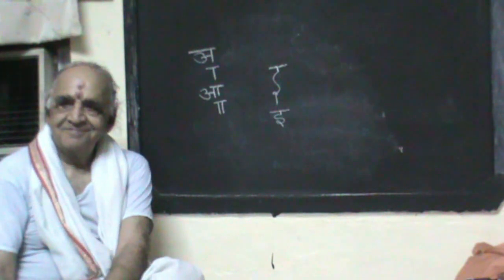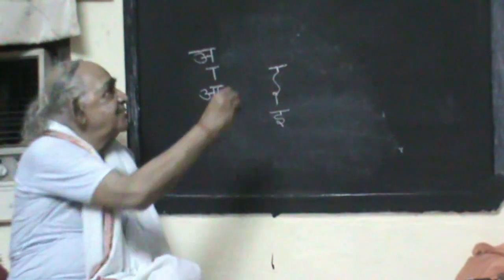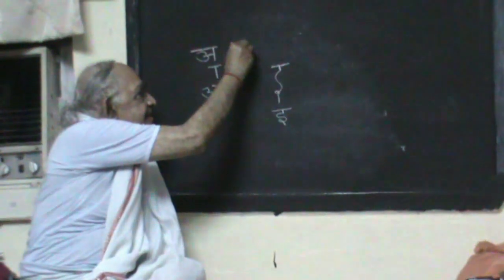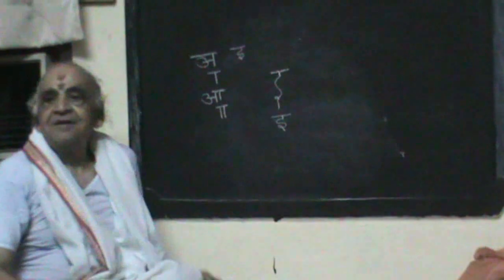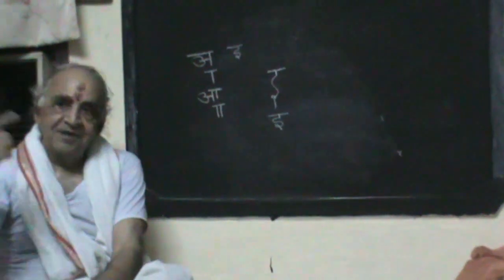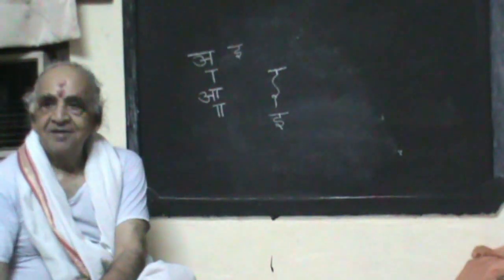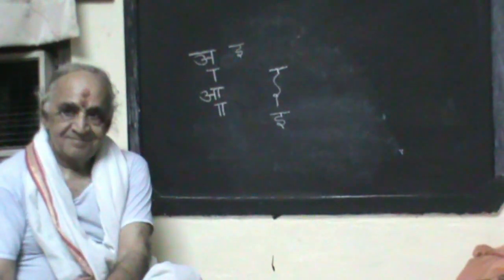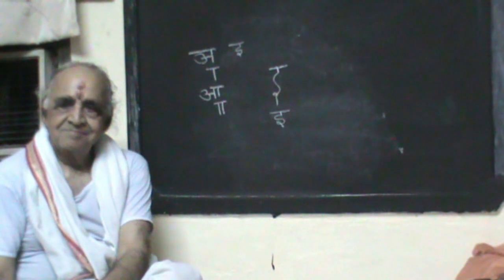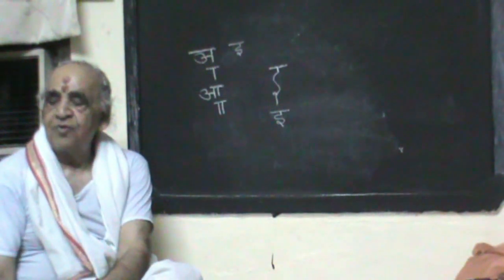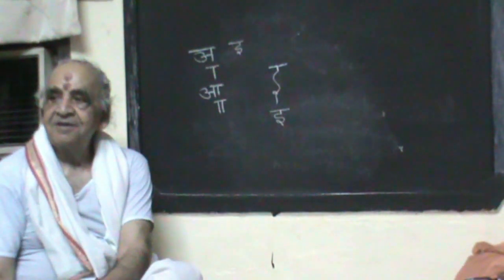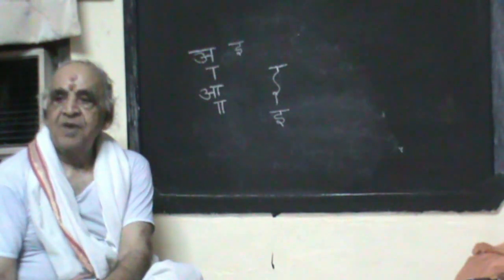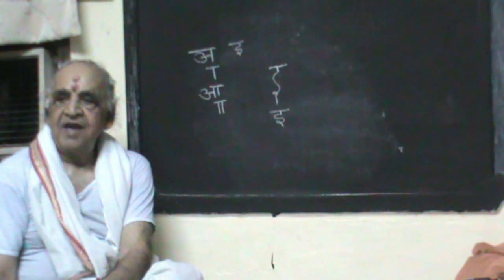Clear? So this is the second letter. So E means Shakti. At the end you will say E. So this is the short form of Shakti. A is the short form of Achyuta. E is the short form of Shakti. Power. Energy.